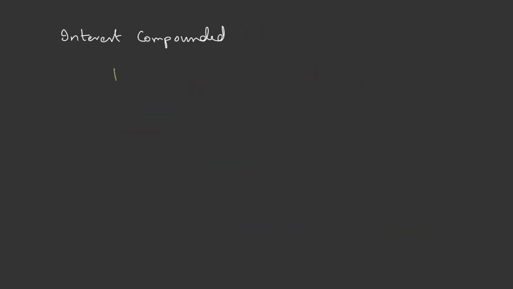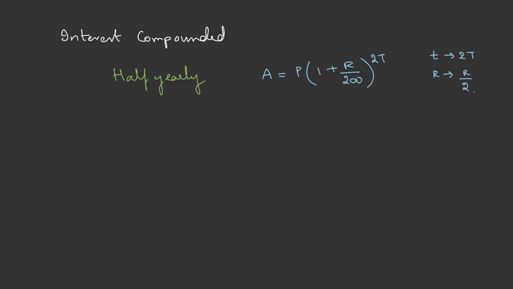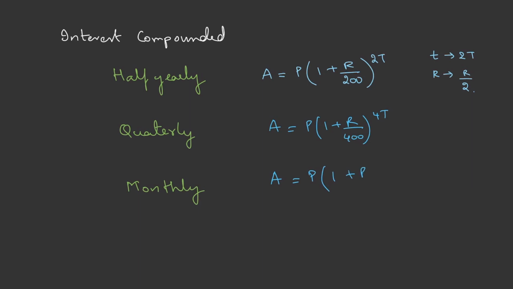If the interest is compounded half yearly, then the formula for the amount is A equals P into 1 plus R by 200 to the power 2t. So what happened is basically time has been changed to 2t and the rate has been changed to R by 2. Now if it is quarterly, then A will be P into 1 plus R by 400 to the power 4t, and if it is monthly, amount equals P into 1 plus R by 1200 to the power 12t. I hope you are able to make out how we are writing the formula.